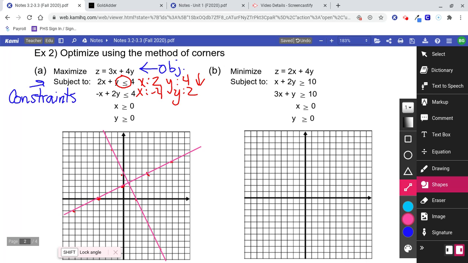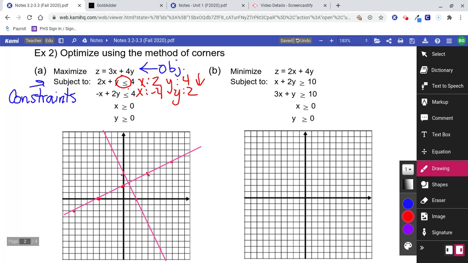As for the shading, I can see less than, so typically that means to shade down. Now, sometimes negatives throw me off, but a negative here doesn't cause me any problems. Remember, when you have to divide by a negative in an inequality, you have to flip the symbol. So that's where you're going to run into troubles.